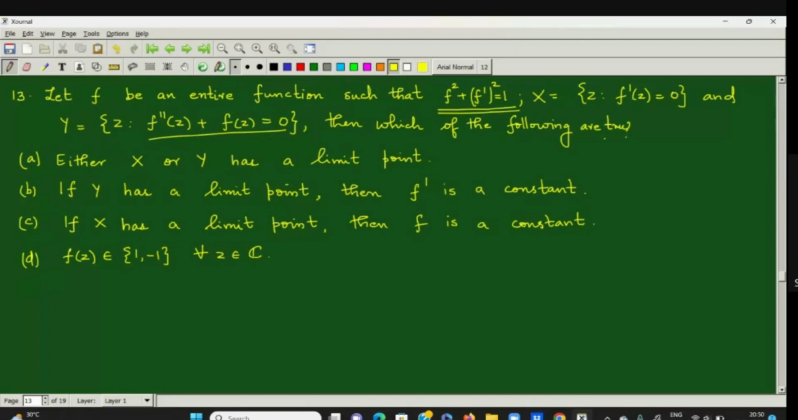Think a little bit. C and D. We have to tell a function that is satisfying all things. Consider f is equal to sin z. Then sin squared z plus cos squared z, what is this thing? It's 1, right?